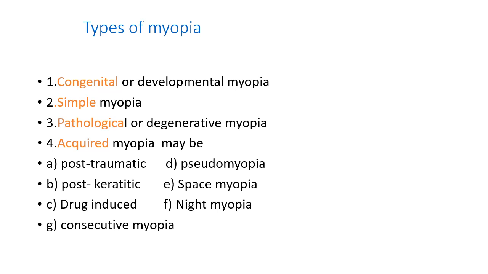Then what are the types of myopia? So we can have congenital myopia, simple myopia, pathological or degenerative myopia. Acquired myopia may be, as per the books, post-traumatic, post-keratotic, drug-induced. Then you can have pseudomyopia, space myopia, night myopia, and consecutive myopia.